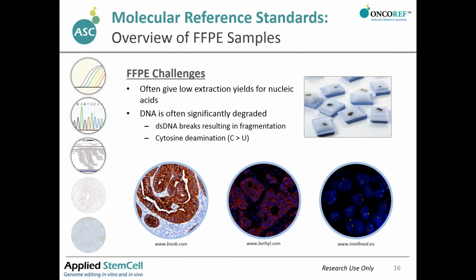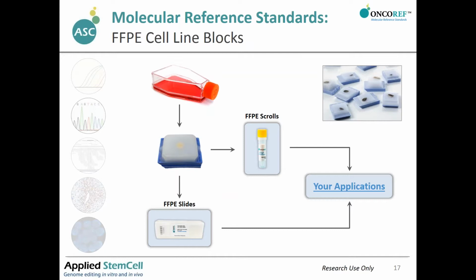And so in order to do this, we generated an FFPE cell line block product. The way that we generate this is that we take cultured cells, we then detach those and embed them within a mold that we then put inside of a paraffin block. From that block, we can then generate FFPE slides or FFPE scrolls that you can then use in your applications. And one thing I want to point out here is that if you're currently using FFPE tissue sections in some of your assay development, our cell line series offers significant benefits over that.